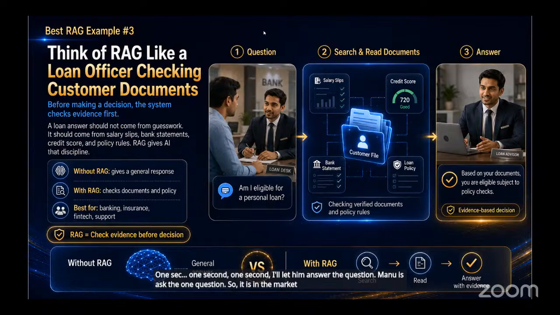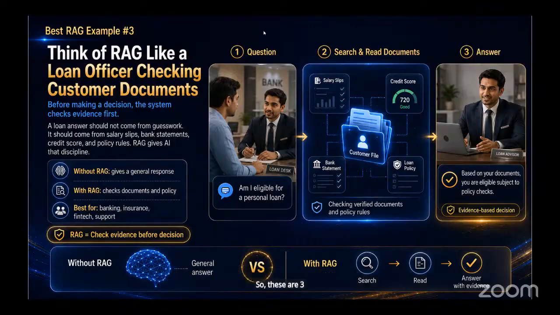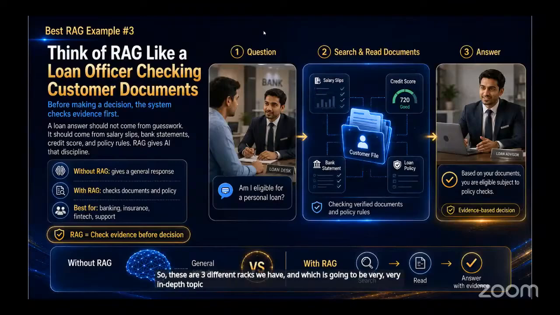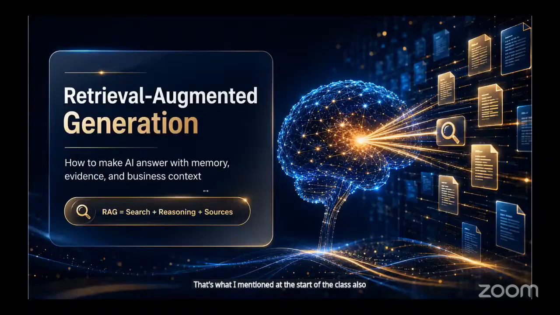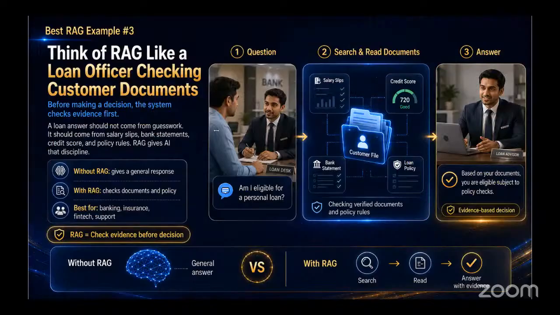Now, there are different types of RAG: naive RAG, agentic RAG, generative RAG. These are the different RAGs we have, and it is a very in-depth topic. RAG itself takes one week of time. But as it is a demo class, I'm just giving you the idea about RAG as a basic example, as I mentioned at the start of the class. Clear?